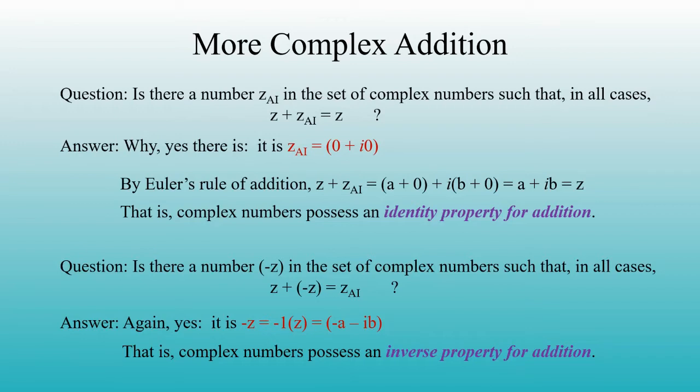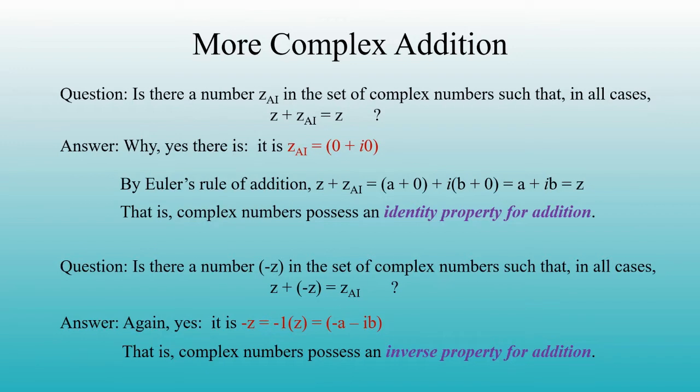The next step is to show that complex numbers also have an inverse property for addition. This time the question is, for every number z in the set of complex numbers, is there another z, let's call it minus z instead of z to the minus 1, but we could go either way, such that z plus minus z equals z sub ai, the identity? The answer again is, of course, you simply multiply z by negative 1 to get minus z. This works for negative numbers as well as for positive ones. Thus, complex numbers have an inverse property for addition.